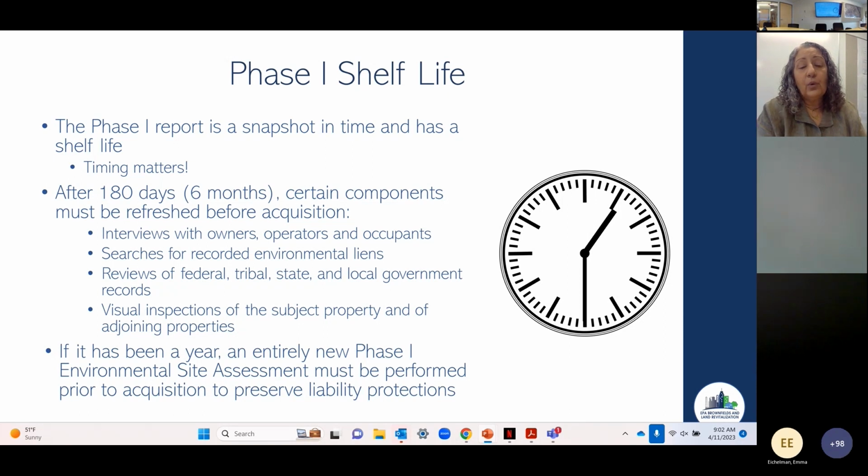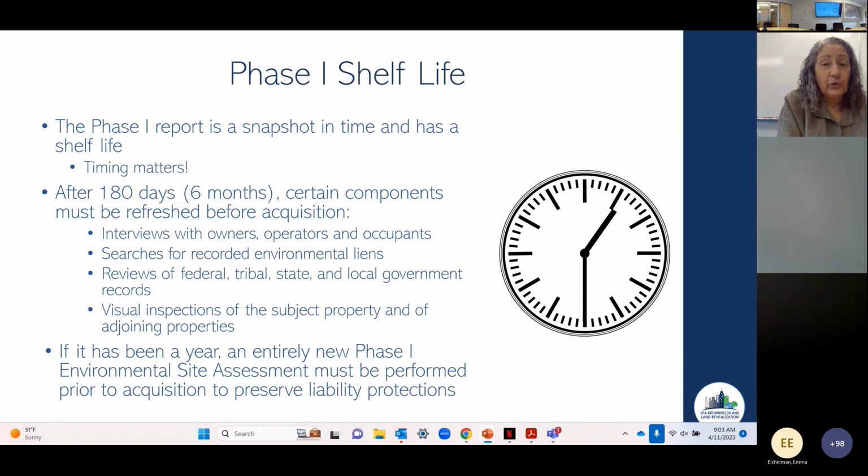So if you are acquiring a phase one for all appropriate inquiry purposes to buy a property, and you get EPA funding in a targeted brownfield assistance where the EPA regional office sends their contractor out and does a phase one for you, but you don't actually acquire the property for more than 6 months later, that phase one has to be refreshed. And after a year, it has to be done all over again.